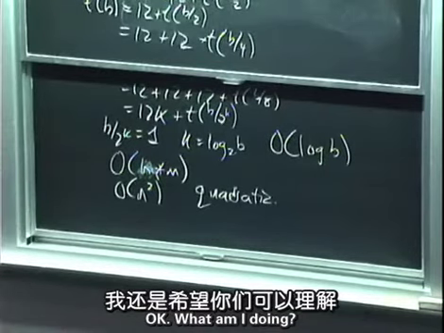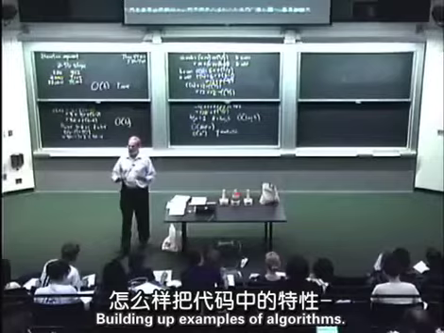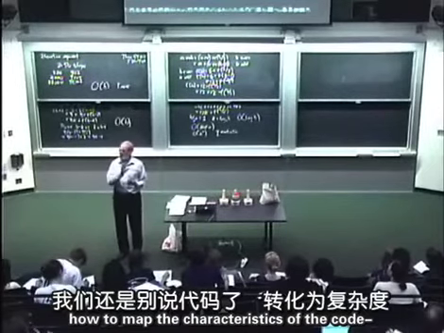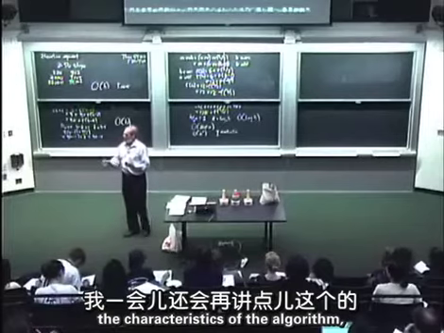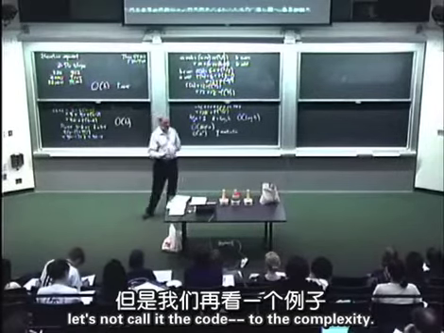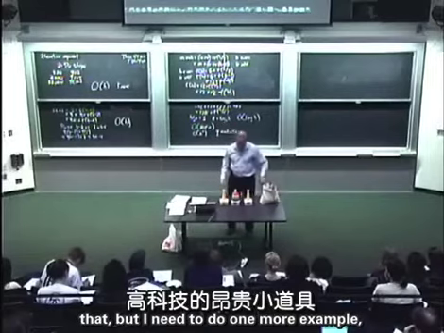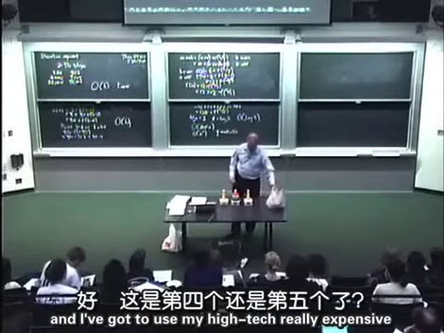Okay, what am I doing? Building up examples of algorithms. Again, I want you to start seeing how to map the characteristics of the code, the characteristics of the algorithm, let's not call it the code, to the complexity. I'm going to come back in a second to that, but I need to do one more example, and I've got to use my high-tech, really expensive props, right?